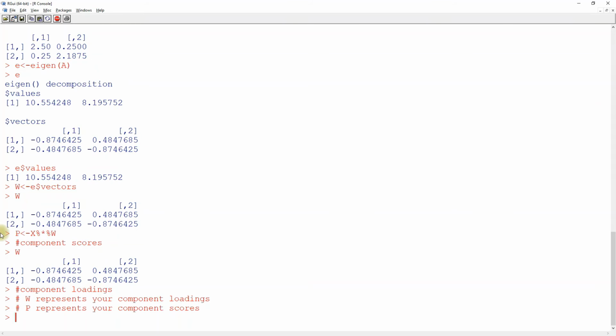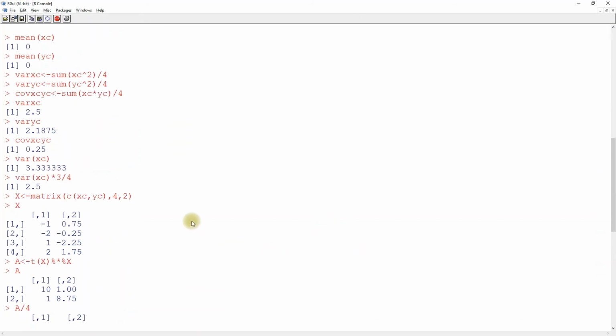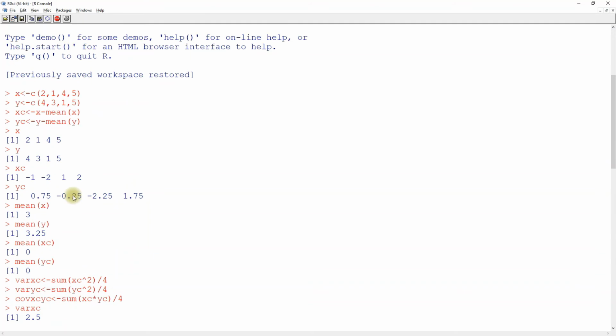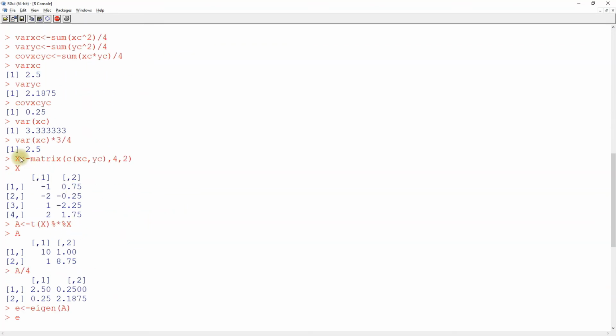So let's find the P and show you. Now remember, what is going to be P? Originally your mean data is this. Your matrix is negative 1, 2, 1, 2, etc. But now, when you find P, P will be a transformed data set, transformed in such a way that the new variables, rather than the original two variables X and Y, will be uncorrelated.